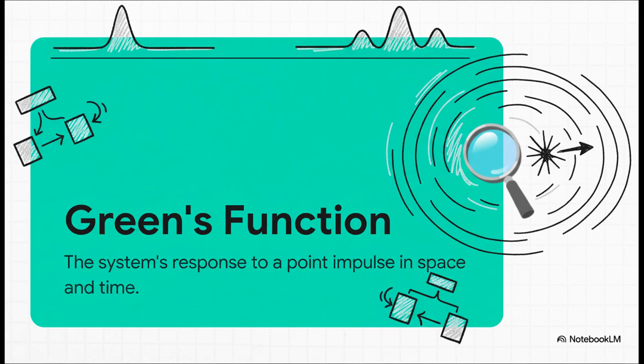Now, the formal definition is that it's the system's response to a point impulse. So what does that mean in plain English? Just think of it as a single, instantaneous kick or poke at one specific point in space and at one specific moment in time. The Green's function describes literally everything that happens as a result of that one poke.